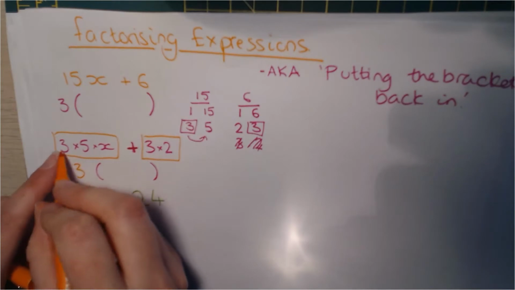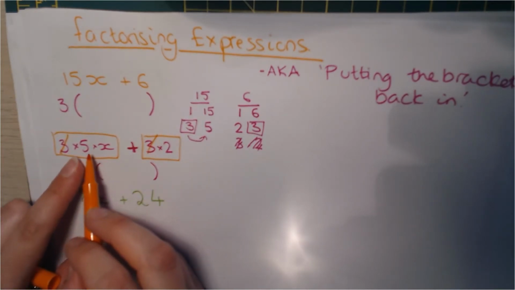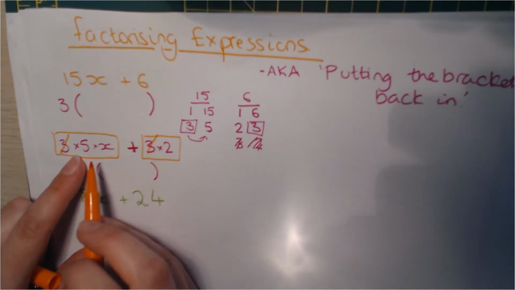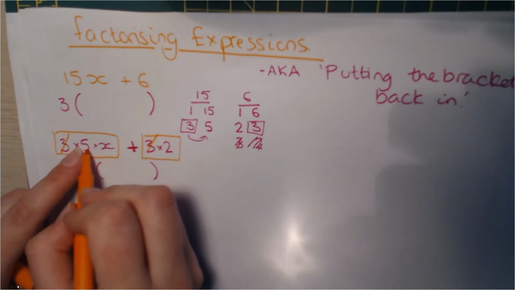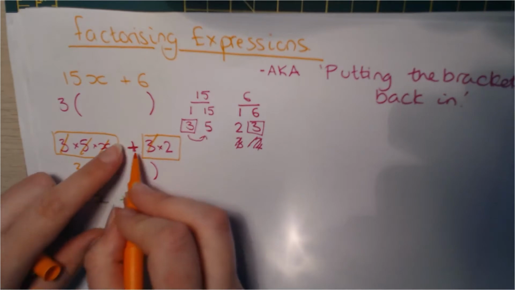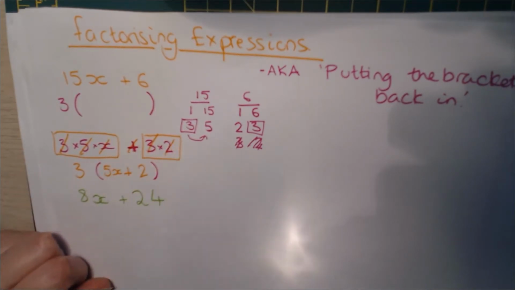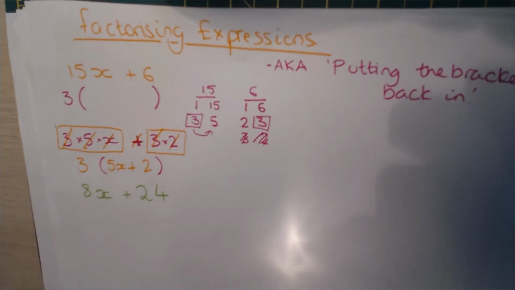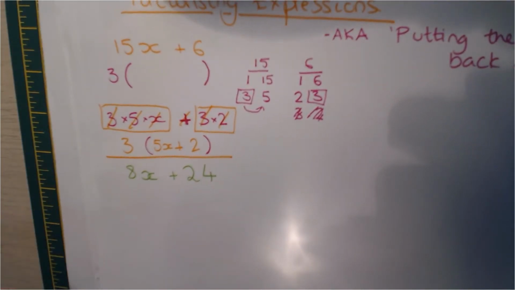We've got a 3 in both, so let's cross it out and put it on the outside. There's nothing else that appears in both. Then everything that's left goes inside. So we've got 5 multiplied by x, which is 5x. Add 2. And that's done. It's factorised. I'm going to show you that again with the next one. So that's your final answer for that one. Okay, so this one here, 8x plus 24.